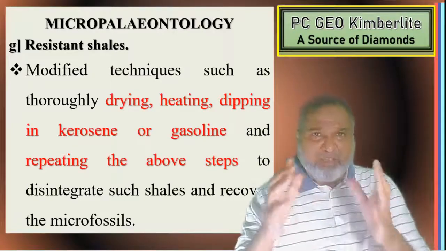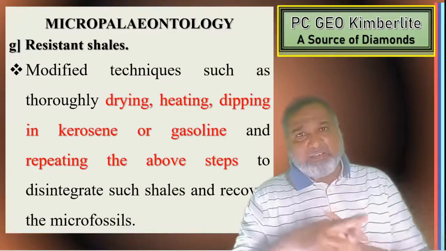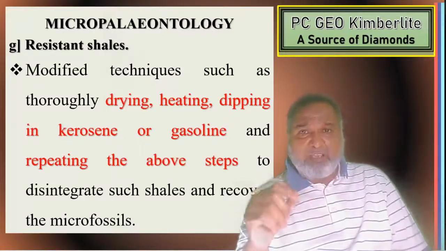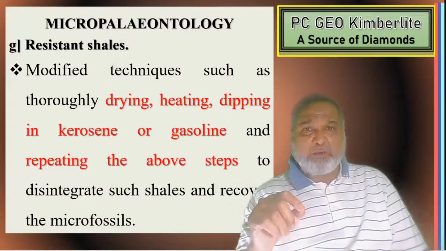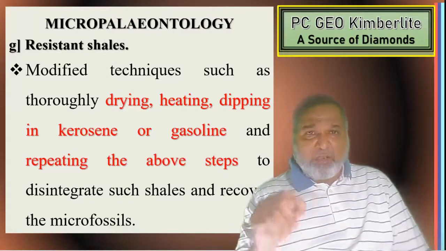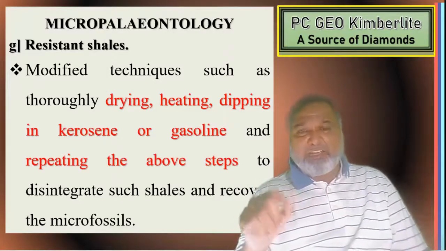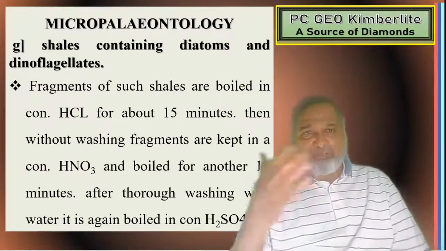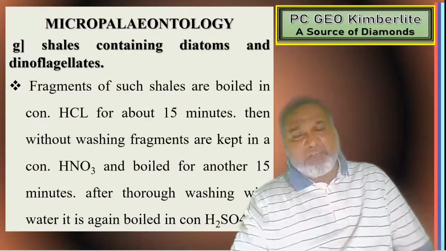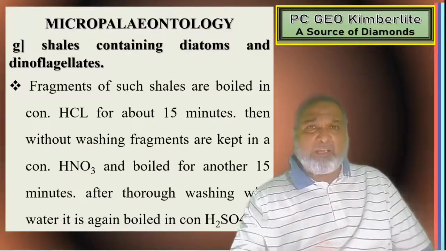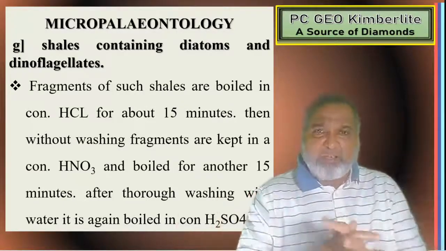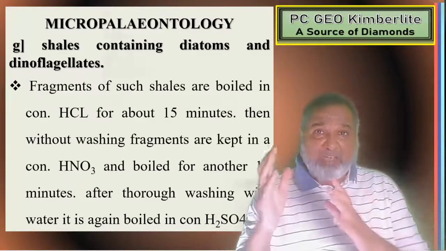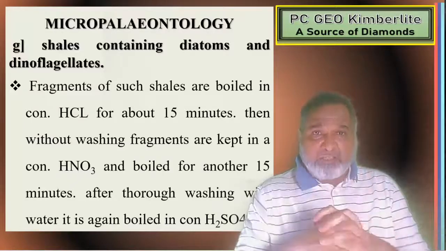Next, if there are slightly hard shells, then modified techniques such as thoroughly drying, heating, dipping in kerosene or gasoline, or repeating the above steps are used to disintegrate such shells and recover the fossil. One, two, or three times, you can continue this process till the fossil is clearly separated from the matrix.